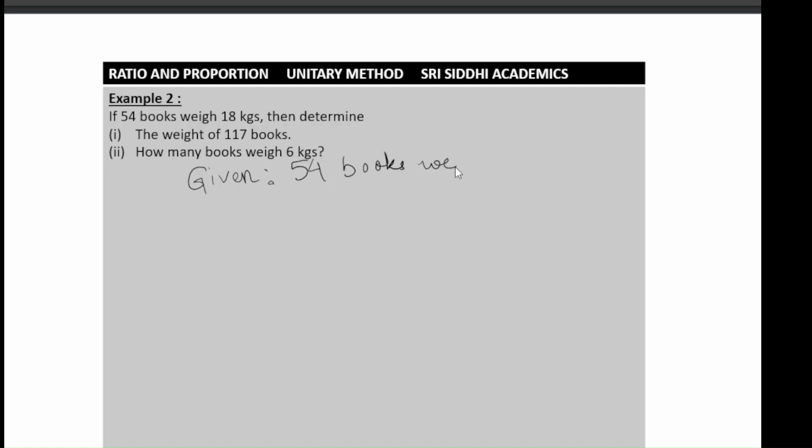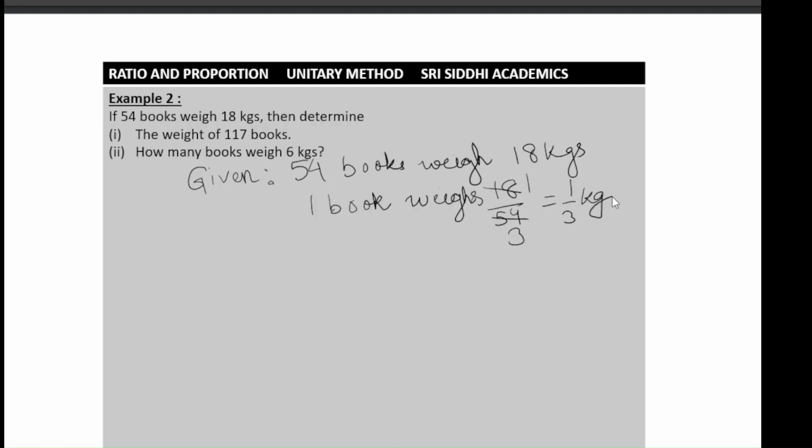After that we will find the weight of one book. How do we find the weight of one book? Here we have to divide. Why? Because we are trying to find less. If we try to find less, we divide. One book weighs 18 divided by 54. 18 ones are 18, 18 threes are 54. So what is the weight of one book? 1 by 3 kg. This will help us solve both bit 1 and bit 2 of the question.